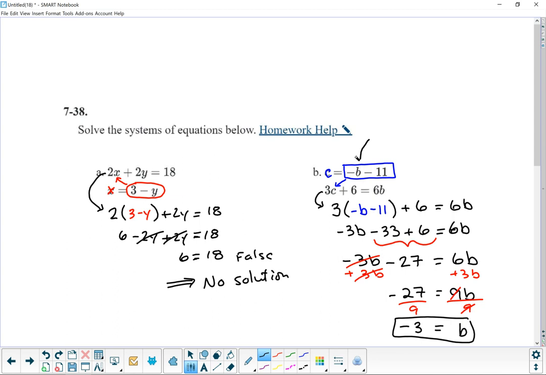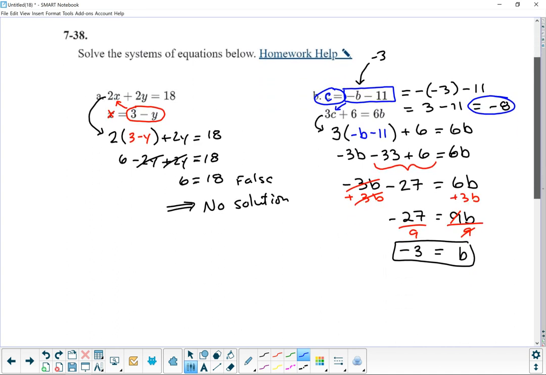So now you need to put negative 3 in here. So that's going to make negative 3 minus 11, which is, 3 minus 11 is 8, right? Negative 8. So c equals negative 8. So you can write it like that, or you can write it as a coordinate. So the b value is negative 3. The c value is negative 8.